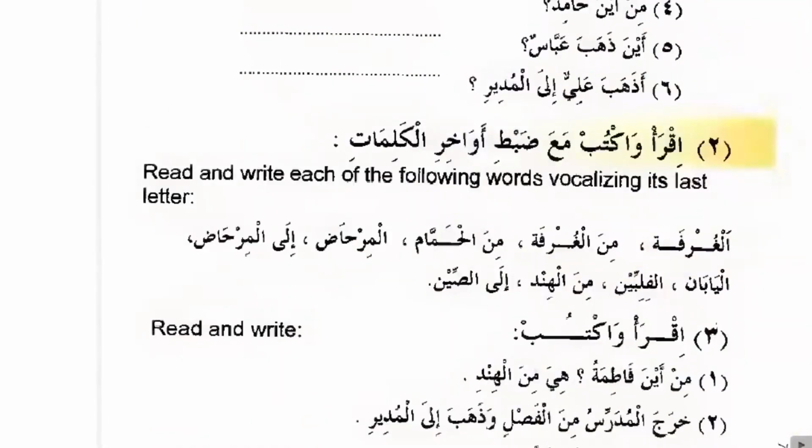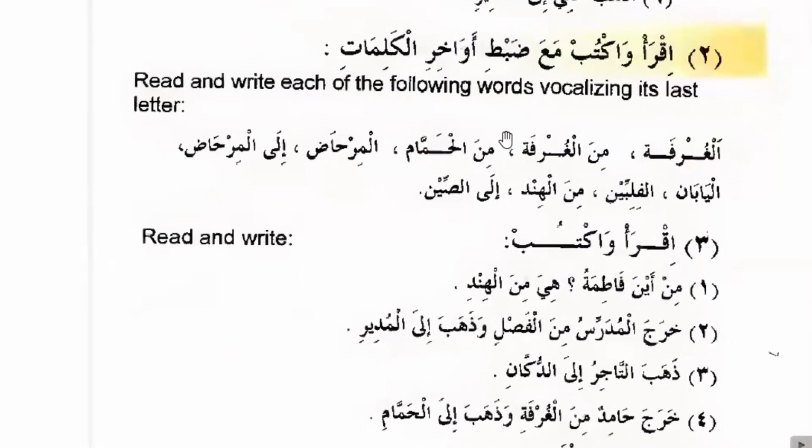So let's continue here. So you have here: Iqra' wa-ktub ma'a dabt awakhir al-kalimat. Read and write each of the following words vocalizing its last letter. So the same thing, we are going to vocalize the last letter. Put the vowels on the last letter. So this is to test the understanding, and as we have been doing this a lot.